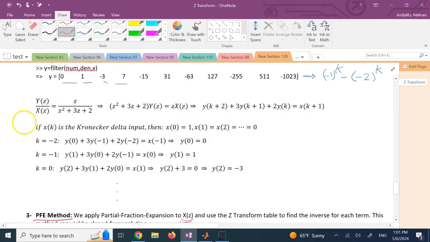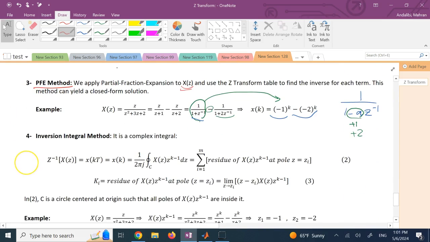So the best way to do z inverse is to do partial fraction expansion, make it into the simplest terms possible, and then look into the table to see which terms match it. That's the best way. Now, if you want to know what is the real definition of z inverse, does z inverse have a mathematical definition? Yes, it does.